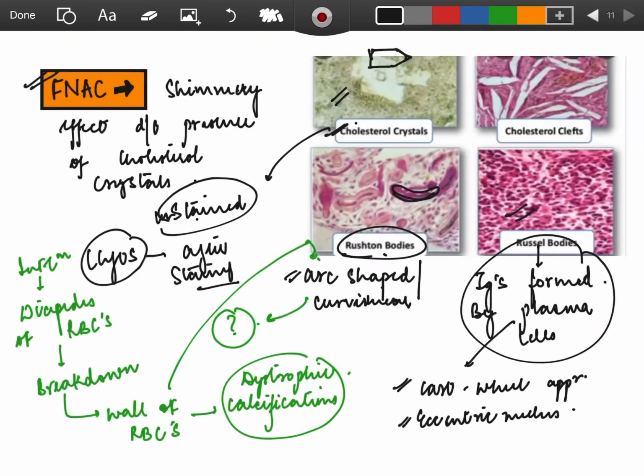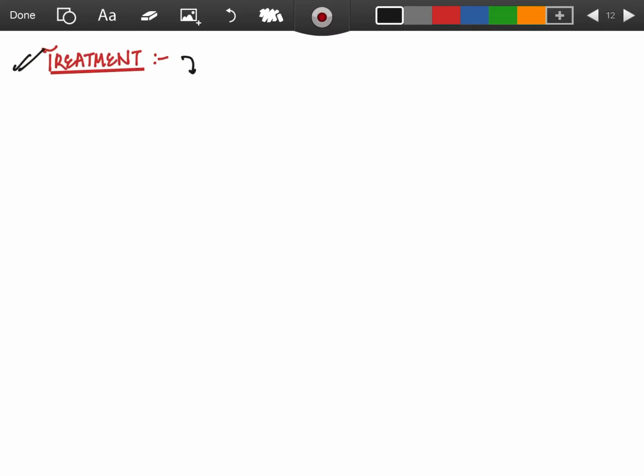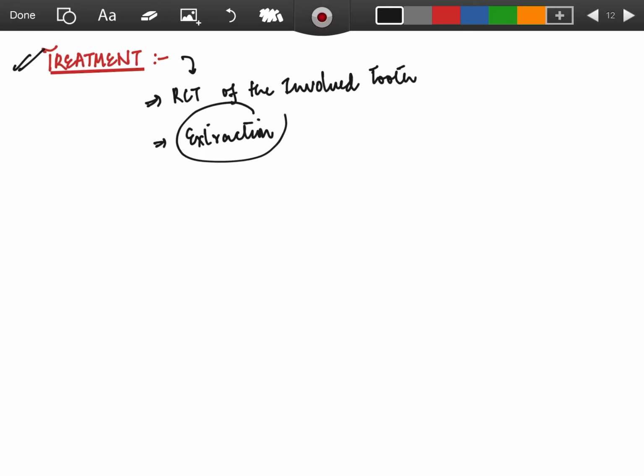Now this was all about the histopathology. Coming to the treatment of the radicular cyst: as we know there is a non-vital pulp, so we have to go for RCT, and sometimes we have to go for extraction of the tooth.